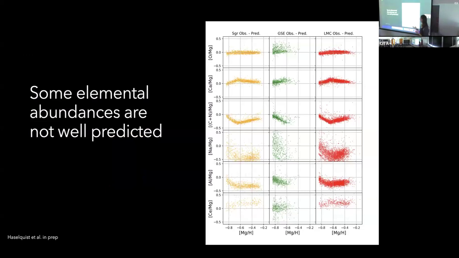And we see that some elements are pretty well predicted by the Milky Way disk. So here's oxygen. This is the residual oxygen abundance. It's pretty close to 0. And other elements like C plus N are not well predicted by the Milky Way disk model. So the C plus N is systematically under-predicted in Sagittarius, GSE, and LMC. You can see that in some of the other elements like aluminum as well.